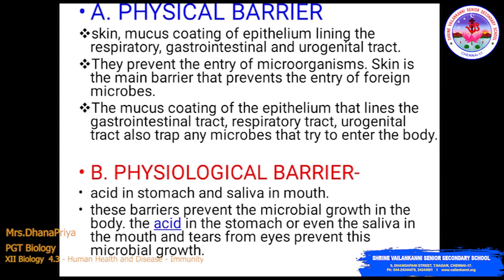Next we move on to the physiological barrier. Acid in the stomach and saliva in the mouth are the physiological barrier. These barriers prevent microbial growth in the body. The acid in the stomach, the saliva in the mouth, and tears from the eyes prevent this microbial growth.